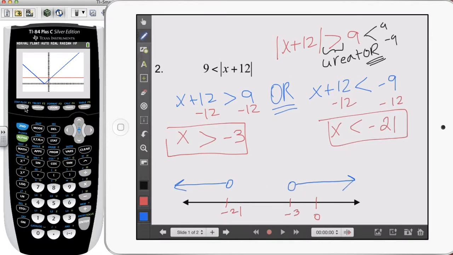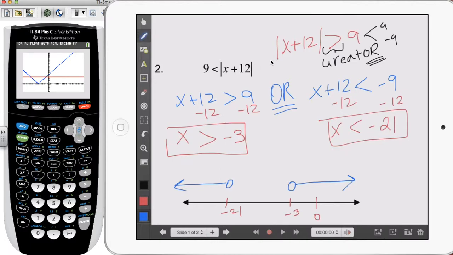Now let's see this on the calculator. On y1, I'm going to put the absolute value of x plus 12. So I'm going to go in here and put 12. I'm going to go to y2 and put 9. Let's graph this. This is going to be your V shape. And this is going to be y2, which is y equals 9.